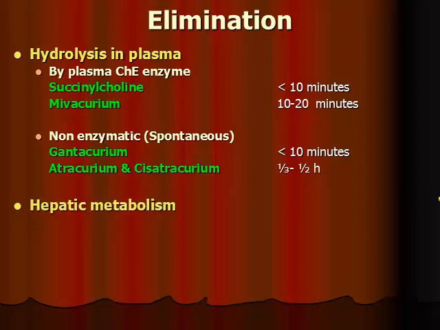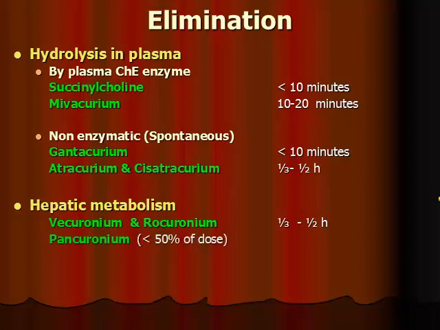Another method of elimination is through hepatic metabolism. Hepatically metabolized drugs usually have moderate duration of action. Vecuronium and rocuronium act for 20 to 30 minutes. However, a drug called sugammadex may be used to terminate the action more rapidly. It binds with the drug, and the complex is then slowly excreted by the kidney. Thus, rocuronium may have a duration of action comparable to succinylcholine.